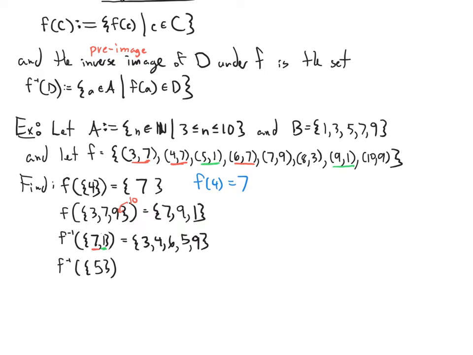Okay, now let's look at the pre-image of 5. We want all elements of A where f of that element gives us 5. And we look here, f of 3 is 7, so not 3, not 4, not 5, not 6, not 7, not 8, not 9, and not 10. So in fact, there are no elements in A where f of that element is 5, so the answer to this one is the empty set. Or if you like, you can write it like this, the empty set. And that's how images and pre-images work. Let's do another example on the next slide.